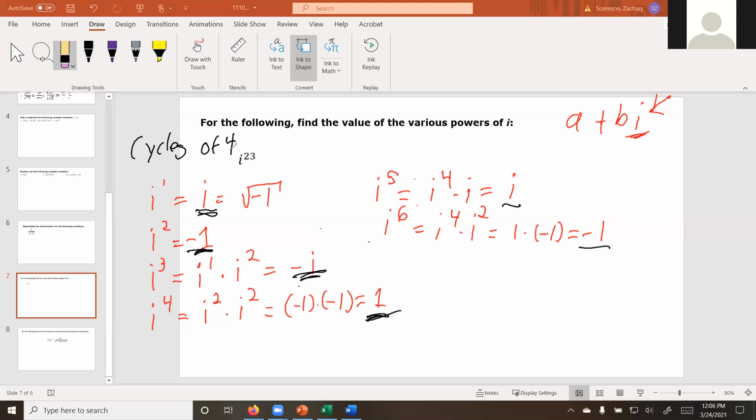So if I can figure out where my number falls into this cycle of 4, well, I can just write that as my answer. So what I'm going to do here is say, okay, I want to find i to the 23rd.